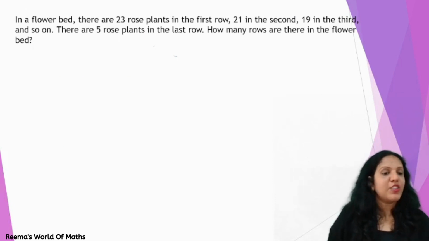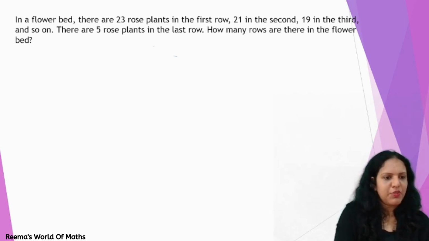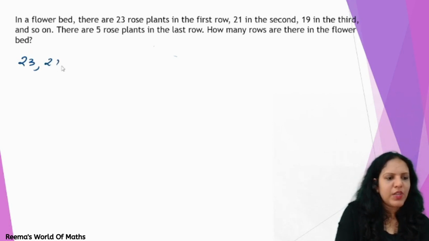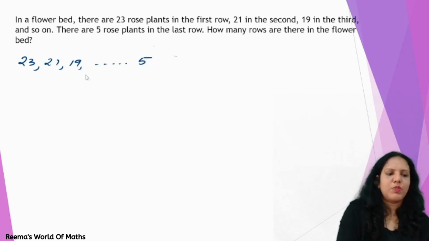Now let's see the last question from this example. In a flower bed, there are 23 rose plants in the first row, 21 in the second, 19 in the third, and so on. There are 5 rose plants in the last row. How many rows are there in the flower bed? So we are given that the first row has 23 rose plants, the second has 21, then 19, and the last one has 5 rose plants.